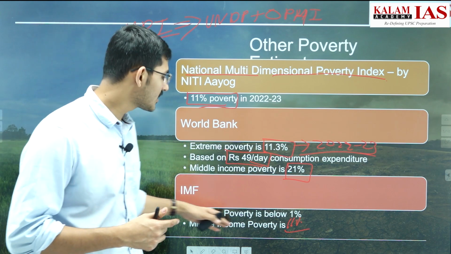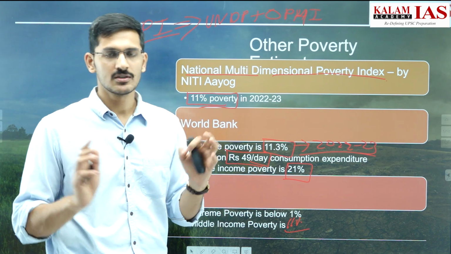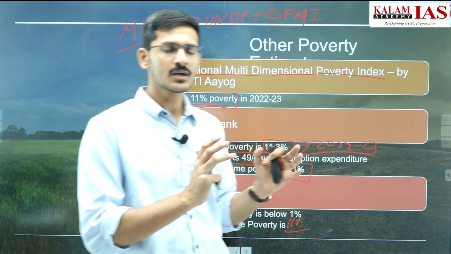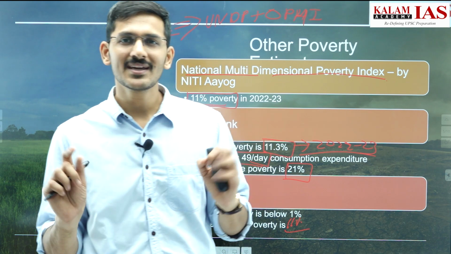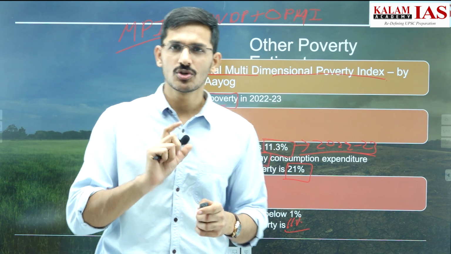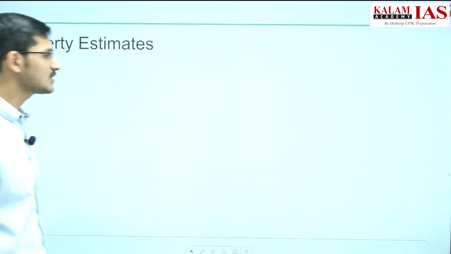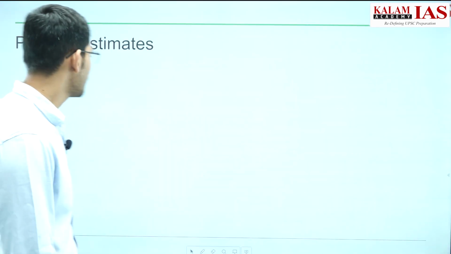And the middle income poverty is around 11%. So around 11% of people in India are poor, and extreme poverty is almost eradicated. It is around 0.8% or 0.6%. So these were the figures that were given by different bodies.